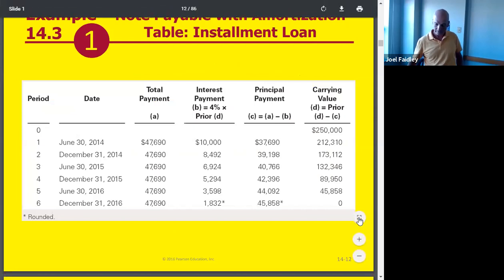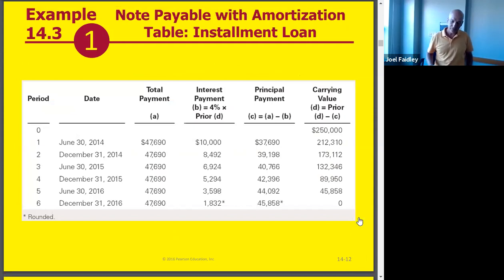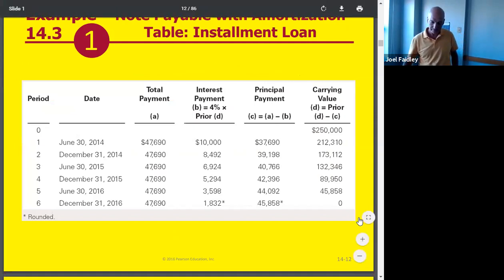All right, let's look at the next page here. I can clear all these off now. So there's my payment. This column right here, total payment. It's the same every time. That's what you expect when you have a mortgage payable. Again, mortgage payable, installment loan, it's the same thing.